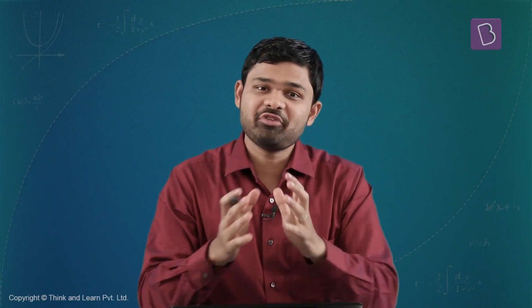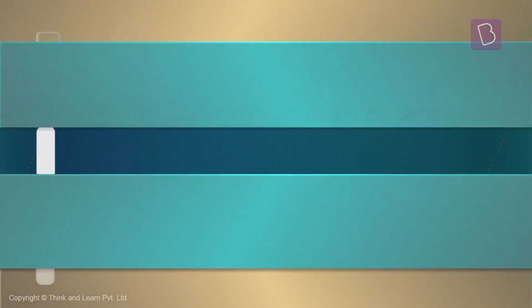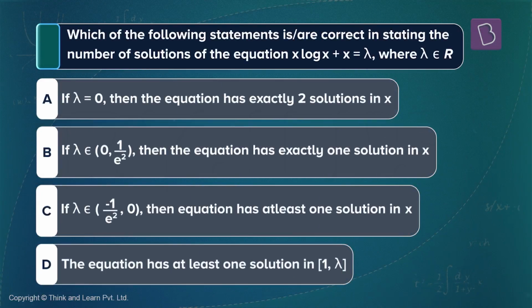The first question that we're going to look at is a multiple correct answer kind of question. So here is the question. In this question, we've been told that x log x plus x equals lambda. This has been given to us, and we have to check which of the 4 given options are correct.